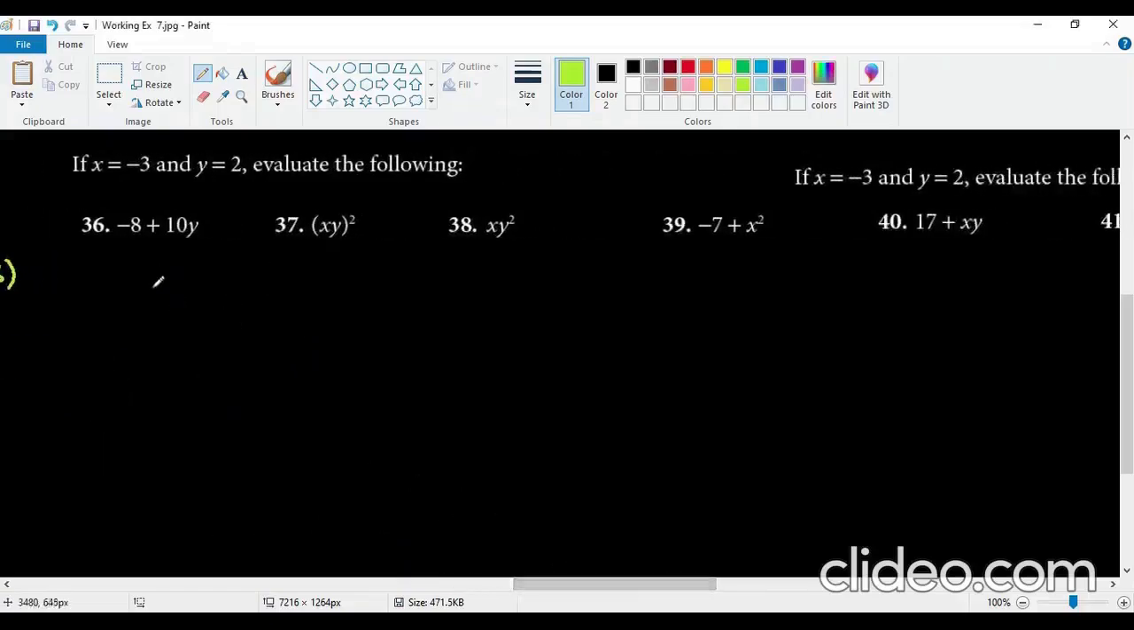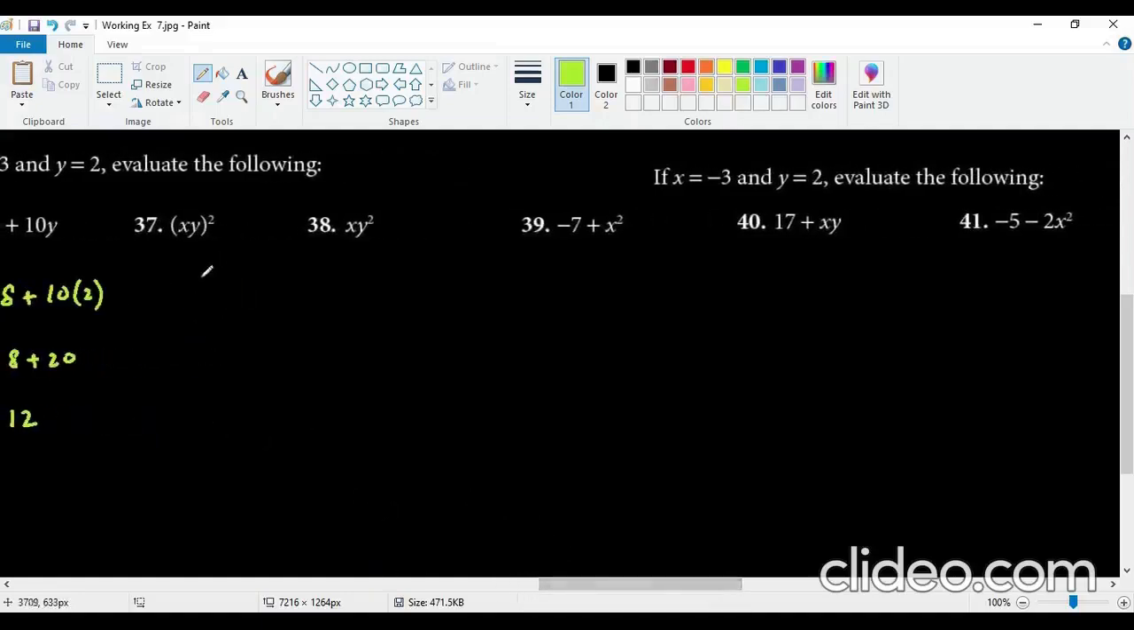Next is question number 36, in which minus 8 plus 10 times the value of y, which is 2. So minus 8 plus 20 is going to give you a positive 12. Next, the values of x and y are each multiplied by themselves. That means negative 3 is multiplied by itself and 2 is also multiplied by itself. So this gives you a positive 9 and this gives you a positive 4. So 9 times 4 is 36, which is your answer.